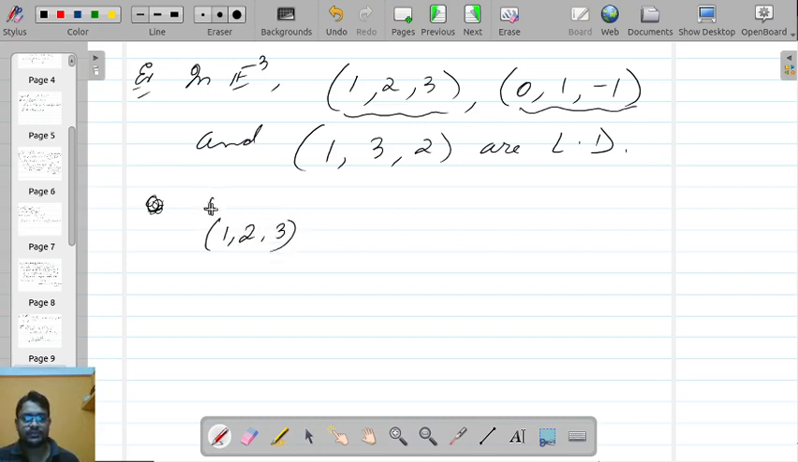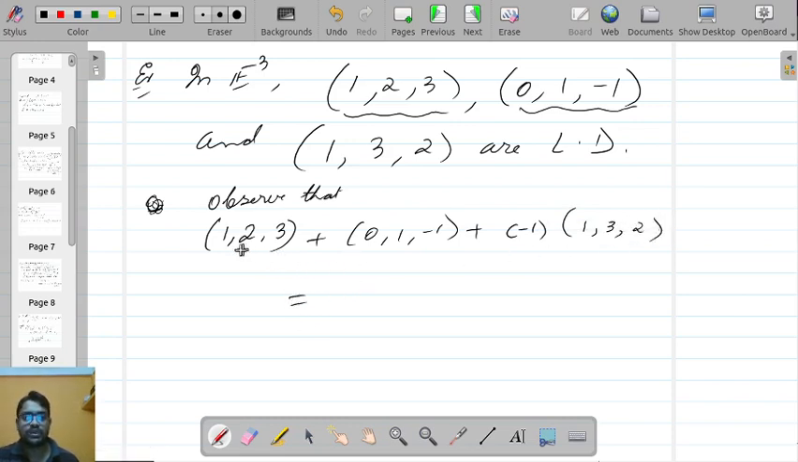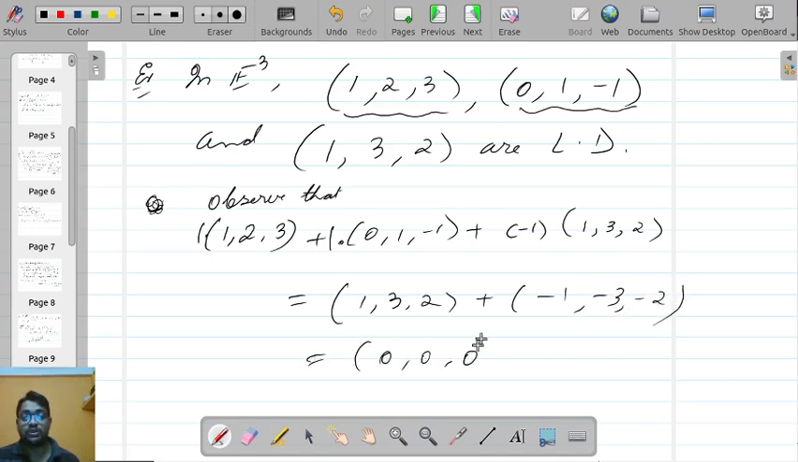So observe that (1, 2, 3) plus (0, 1, minus 1) plus minus 1 into (1, 3, 2) always comes out to be (0, 0, 0). So this is 1 into this, this is also 1 into this, plus minus 1 into this. So this comes out to be (1, 3, 2), and this comes out to be (minus 1, minus 3, minus 2). So the sum of these will be (0, 0, 0).